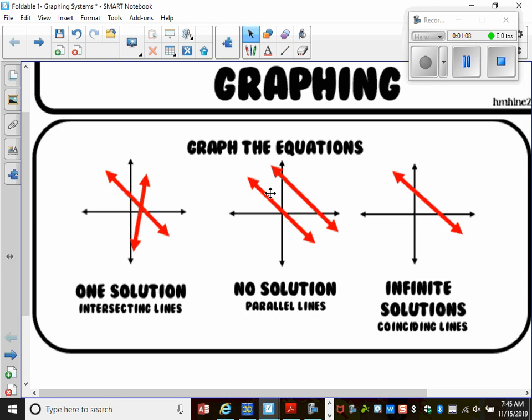This system doesn't have a solution because the lines do not intersect. So you only have a solution when the lines intersect one another. So this would be considered no solution. This one has infinitely many solutions because it's a line over top of a line. There are two lines here, but it looks like one because they are the same line, which means they are intersecting at every single point. And so that's why it says infinitely many solutions. Coinciding lines means they're just overlapping one another. They're the exact same line.